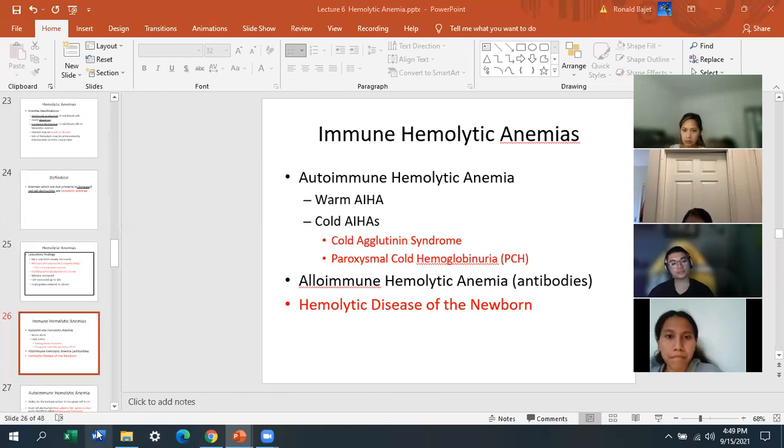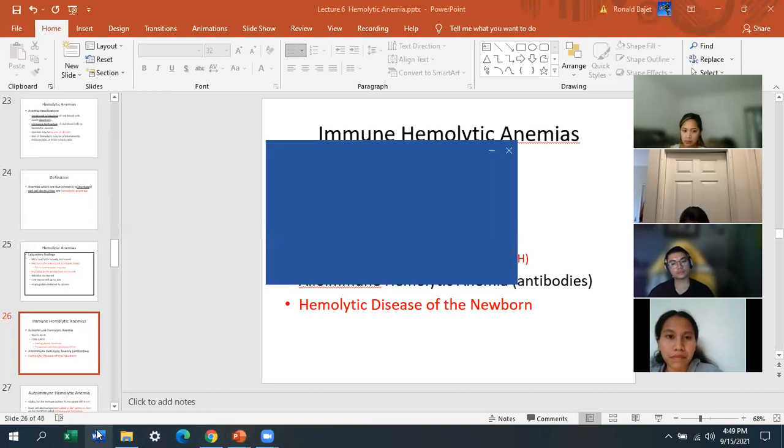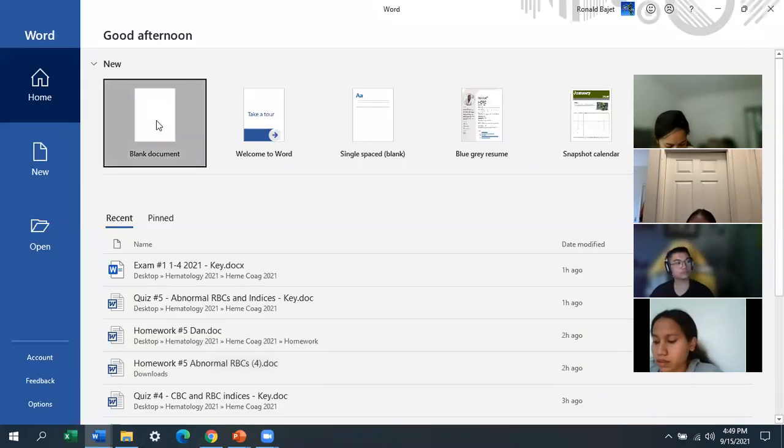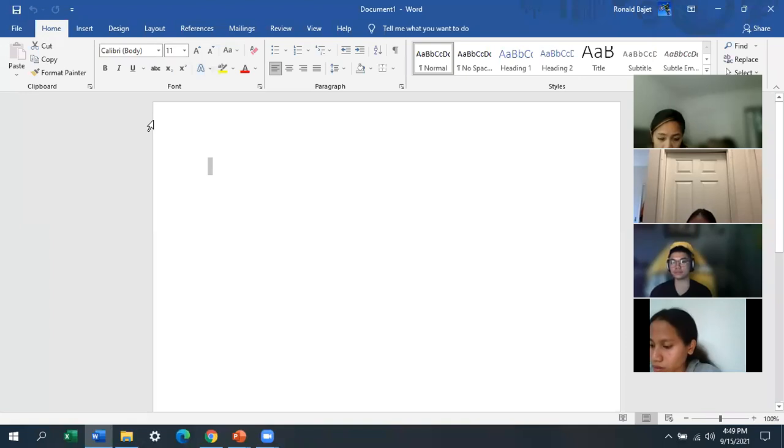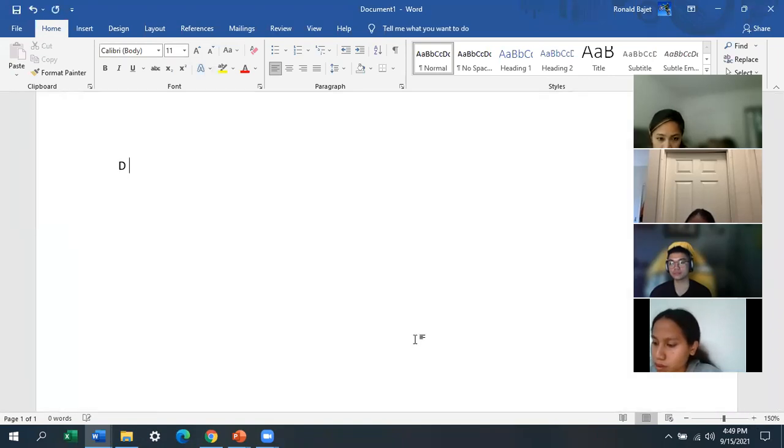So the surface of your red blood cell is covered with antigens, and these antigens can attract antibodies. On the surface of your red blood cell, you have a whole bunch of antigens, like the D antigen. D antigen, that's on the surface.